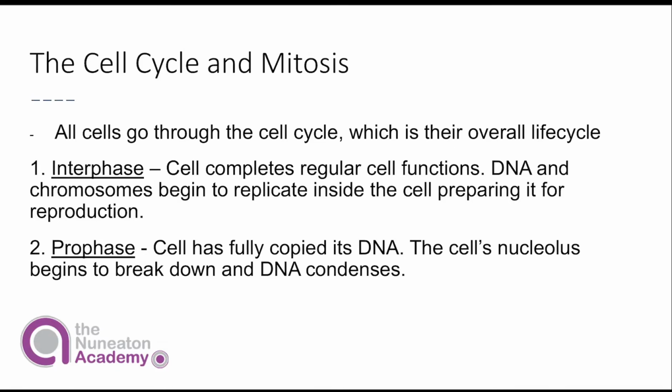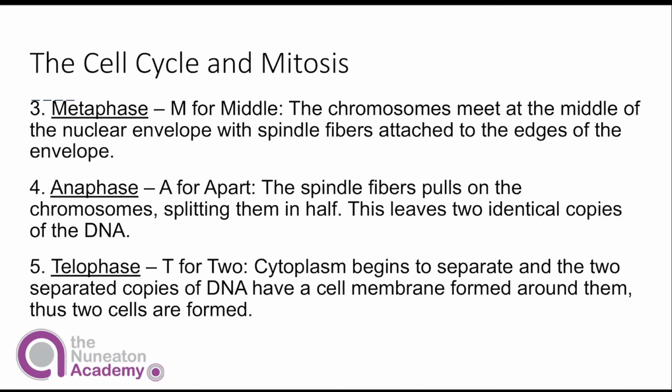During the prophase, the nucleolus begins to break down and the chromosomes appear to condense together. In the next phase, we have the metaphase. In the metaphase, the chromosomes meet in the middle of the nucleus, with spindle fibers attached to the chromosomes and the outer edges of the nucleolus. An easy way to remember where the chromosomes are in the metaphase is M for middle and M for meta.